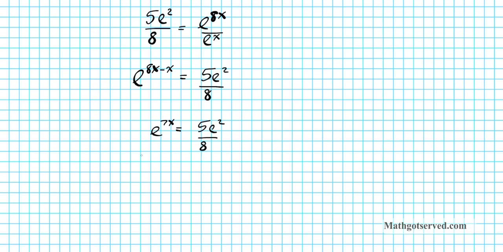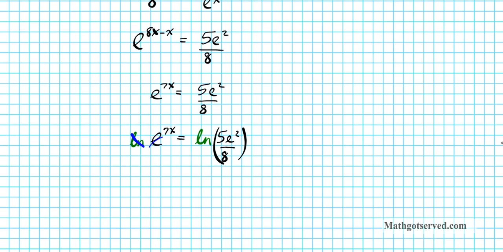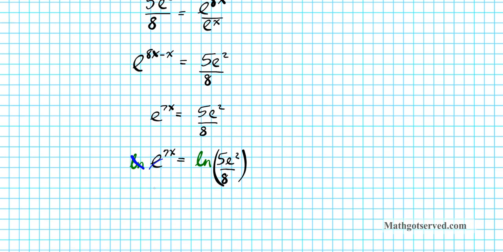All right, so we're going to take the natural logarithm of e to the 7x, and then on the right side, we'll do the same thing to preserve equality. We'll take the natural logarithm of 5e squared over 8. Now on the left side, the natural logarithm and the e cancel out. So we're left with 7x equals the natural logarithm of 5e squared over 8.